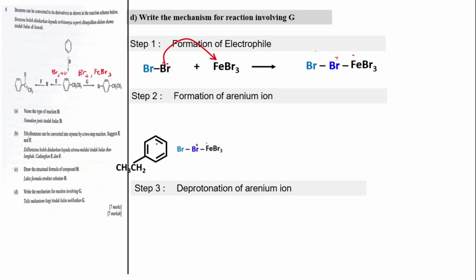So the nucleophile, which is electron rich, will attack the Br, and this is going to break the bond between these two bromine atoms. So what's going to be produced here is the arenium ion. You're going to have the benzene ring attack one bromine, so the bromine attaches here. And this carbon-carbon double bond will become a carbon-carbon single bond, and it's going to carry a positive charge.